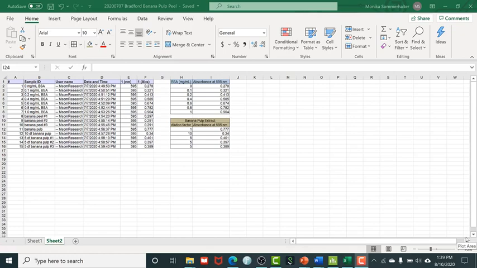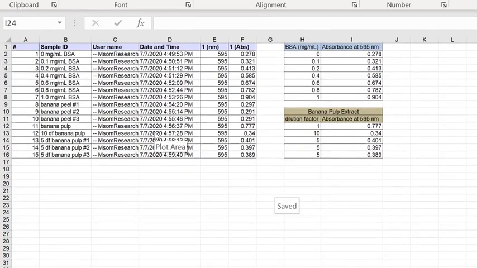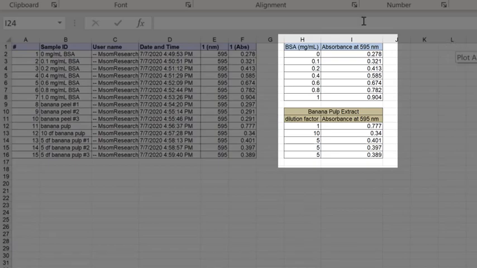In this video, I will walk you through the data analysis of the Bradford experiment. On the left is the data exported from the NanoDrop instrument, and on the right are two data tables that you can generate from the data of your lab notebook.